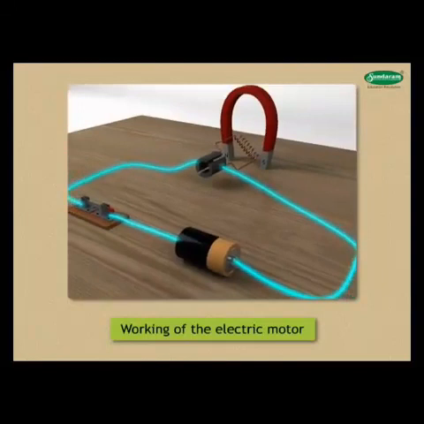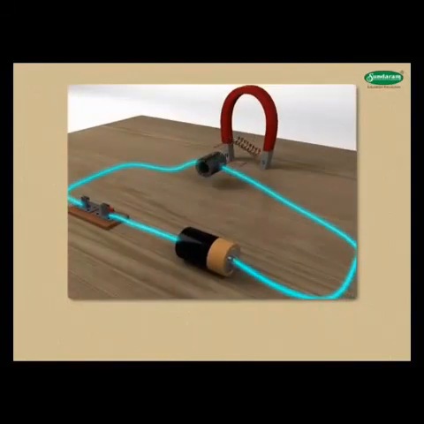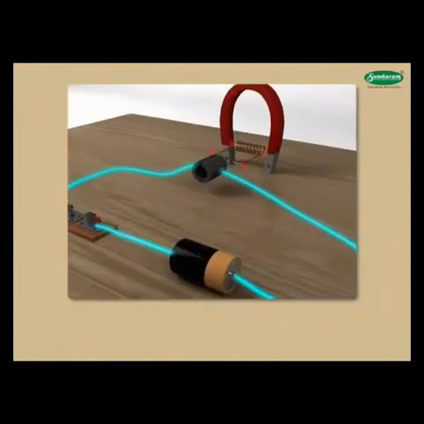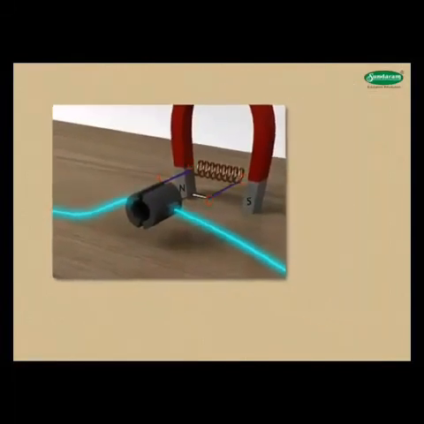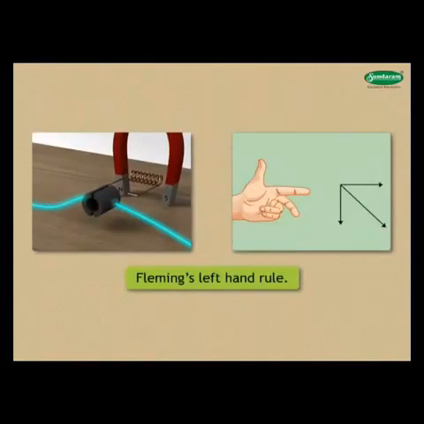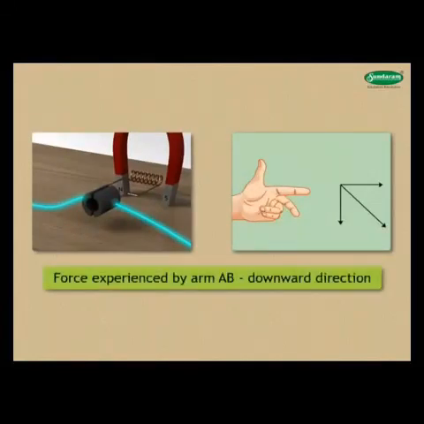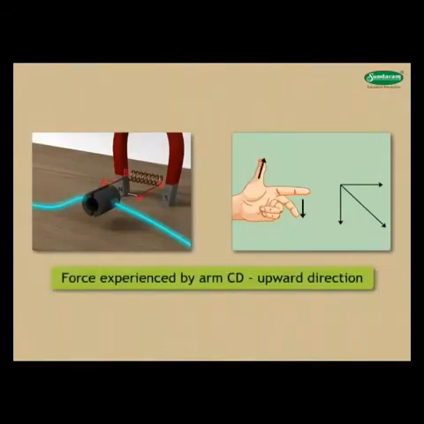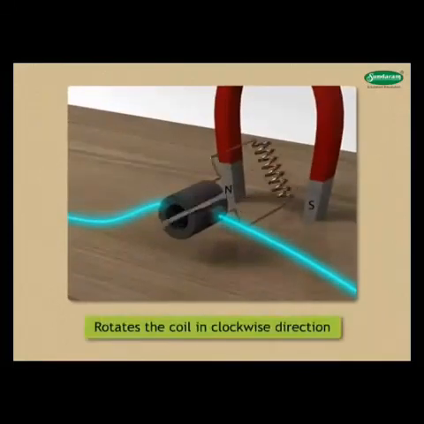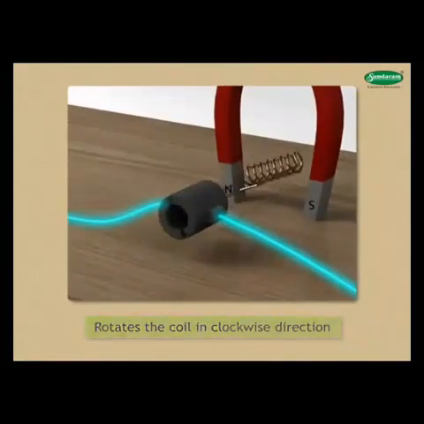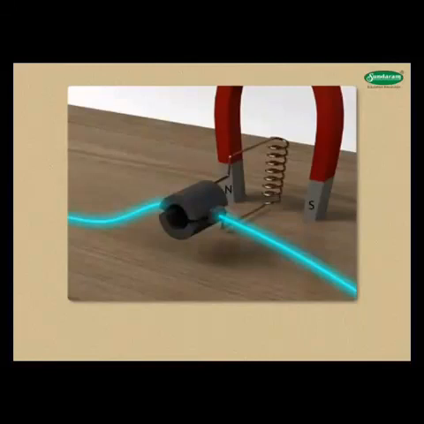Working of the electric motor. When current is passed through the coil ABCD, arms AB and CD experience force. According to Fleming's left-hand rule, the force experienced by arm AB is in the downward direction and arm CD in the upward direction. Both these forces are equal and opposite. This force rotates the coil in clockwise direction until the coil is vertical.